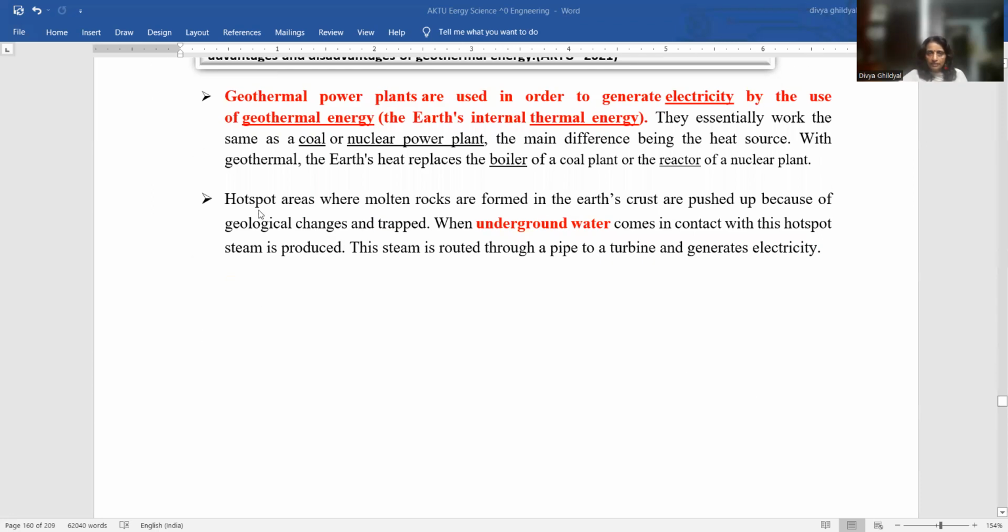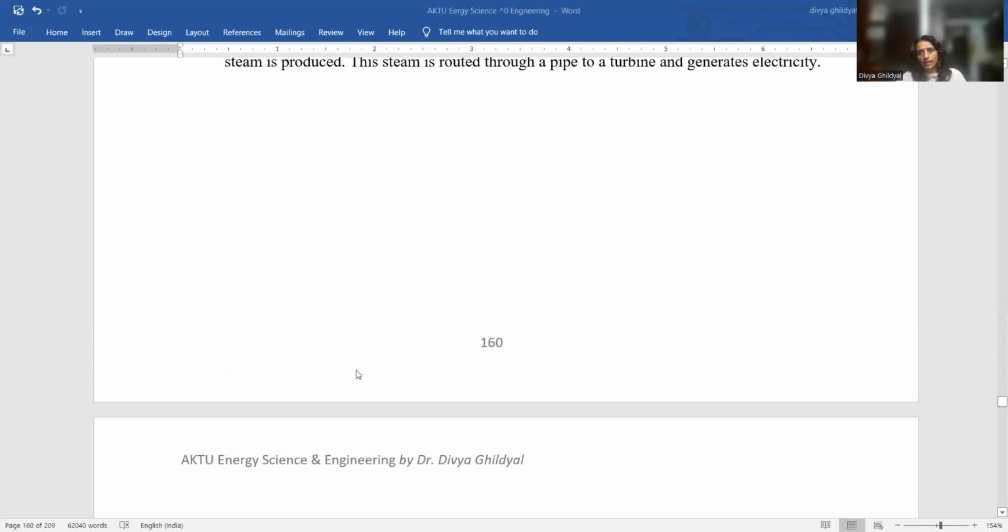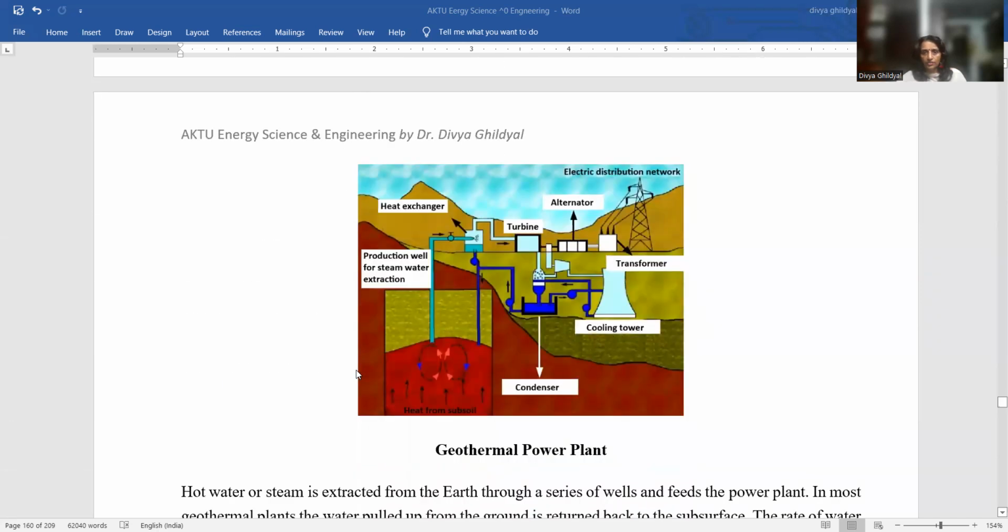You must have heard of the Earth having hot spot areas where molten rocks are formed in the Earth's crust and they are pushed up because of geological changes. So when underground water comes in contact with this hotspot, steam is produced. This steam, like in a steam engine, runs the engine. It has a lot of power. So the steam is routed through a pipe to a turbine and it generates electricity.